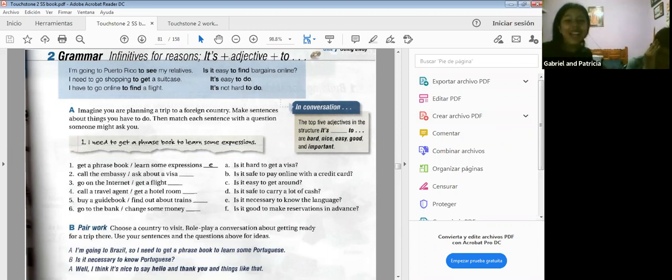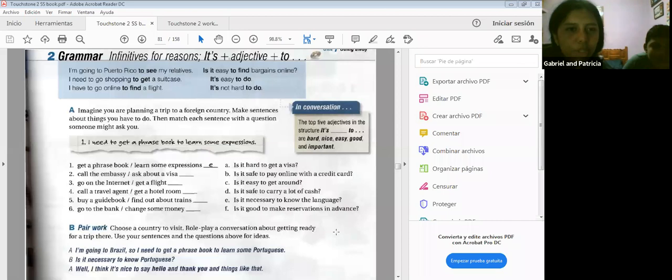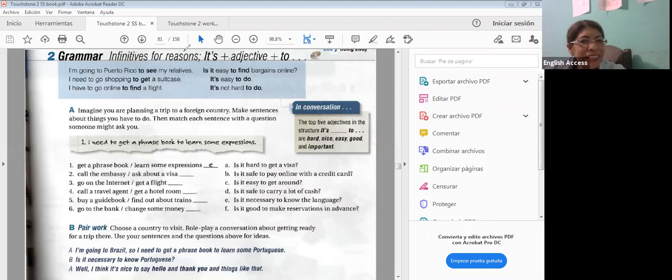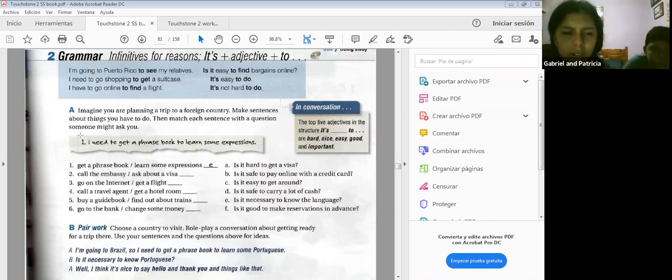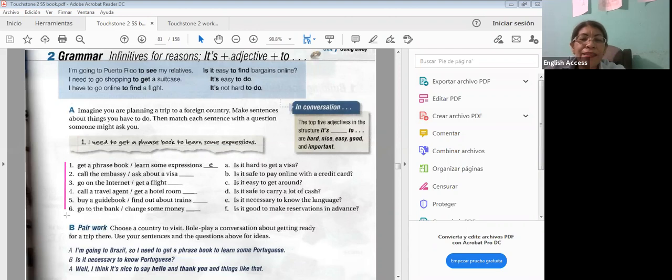But teacher, can I choose one? Can I choose one, like only get a phrase book or two? Get a phrase book and learn some expressions. The thing is that you need all of this information.